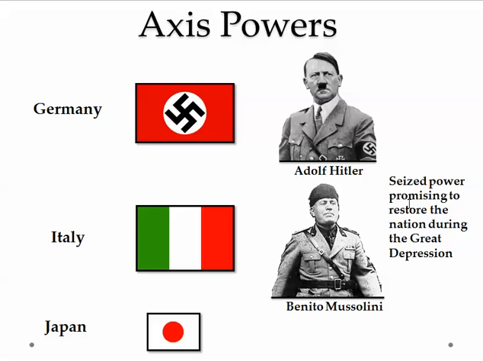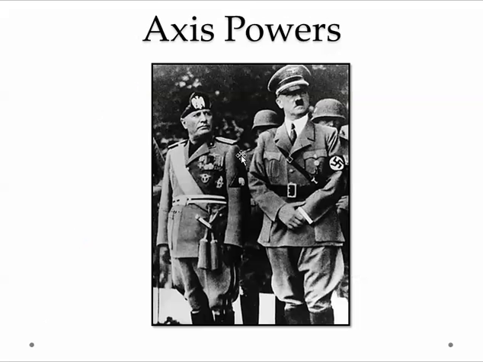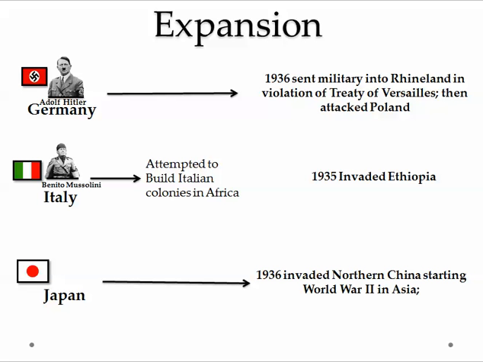This expansionistic policy, because of the Great Depression, is going to cause World War II to occur. Here's Benito Mussolini of Italy and Adolf Hitler of Germany together, working together in their purpose, and we're going to talk about that in a few moments. So expansion was the real culprit that caused World War II. Expansion was a reaction to how those countries are being hurt by the Great Depression.